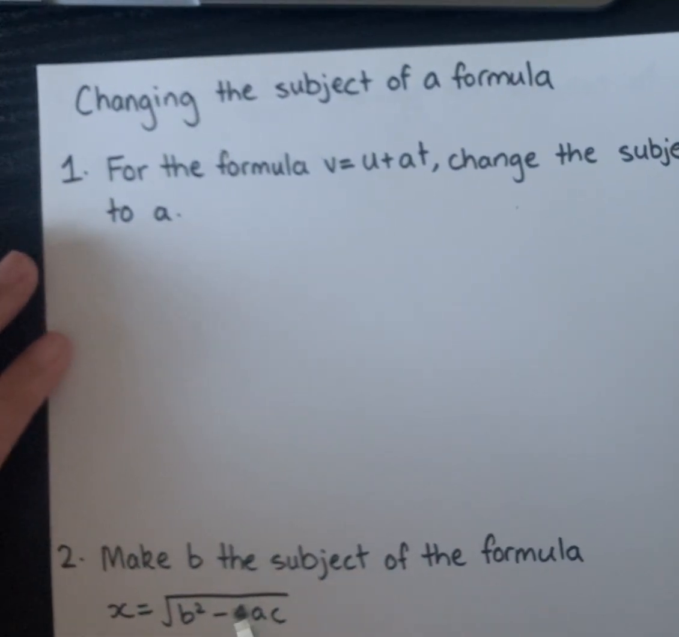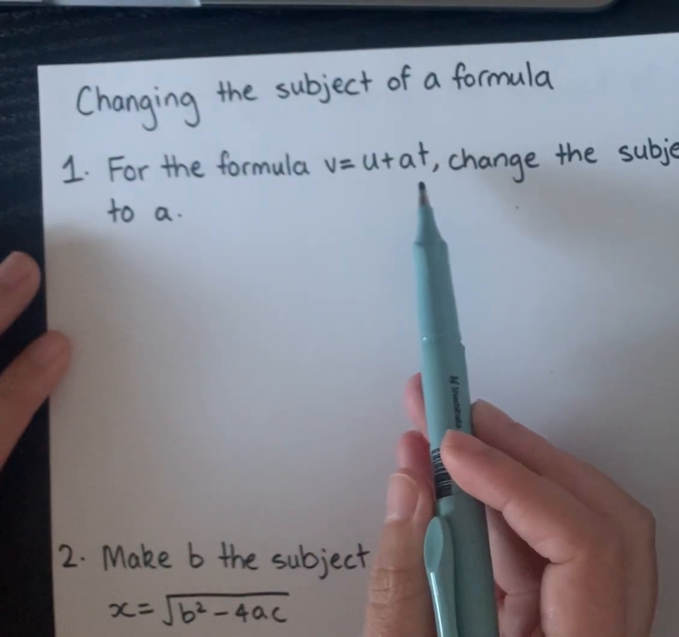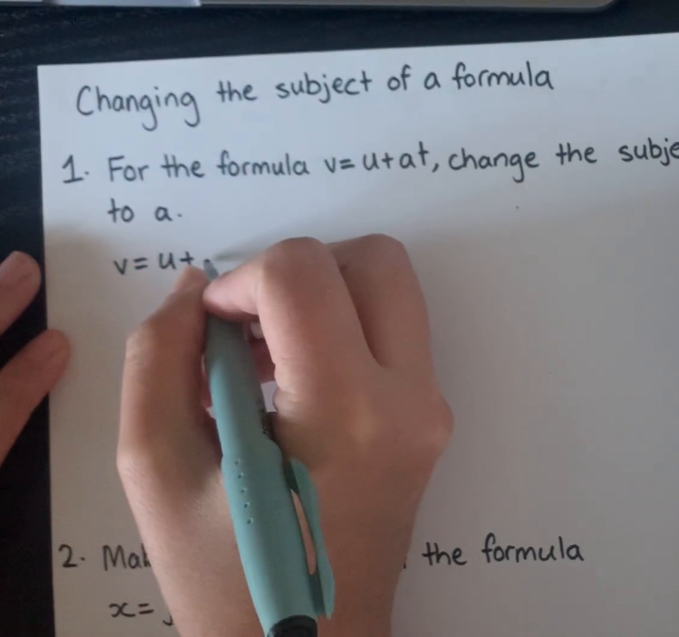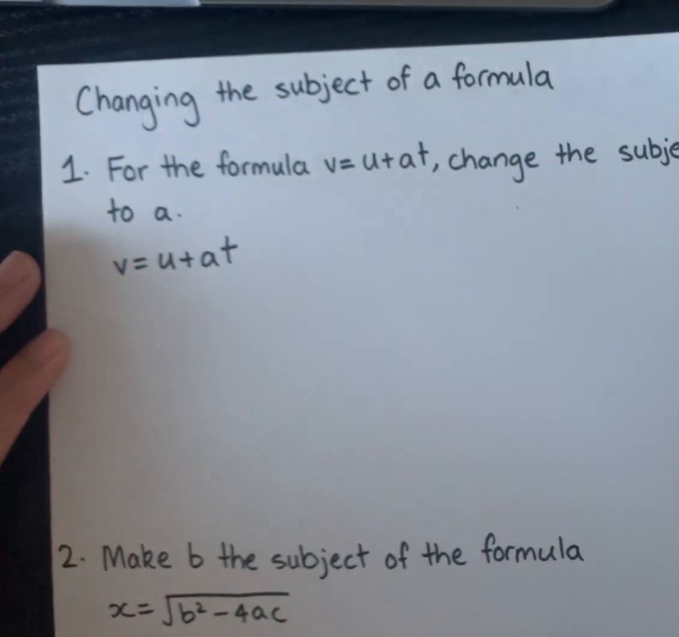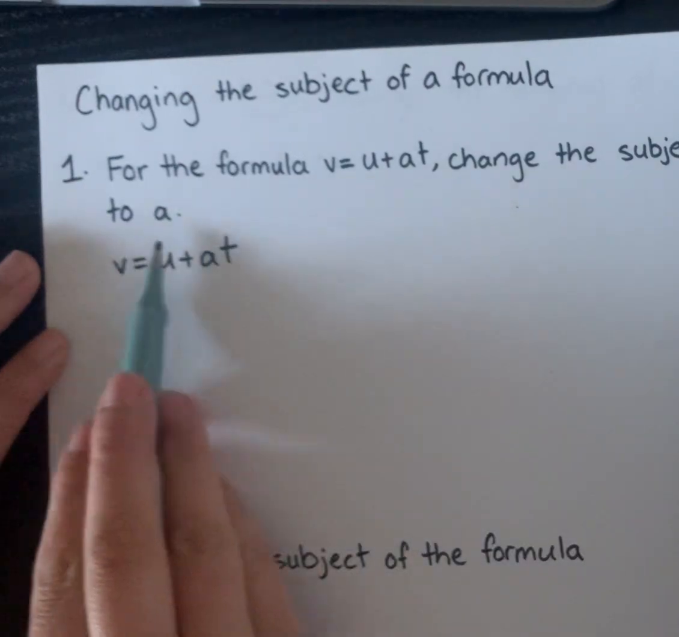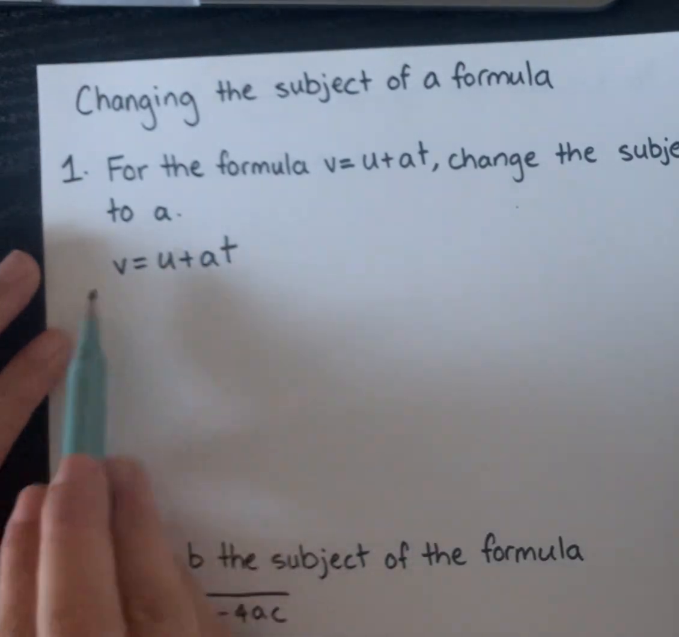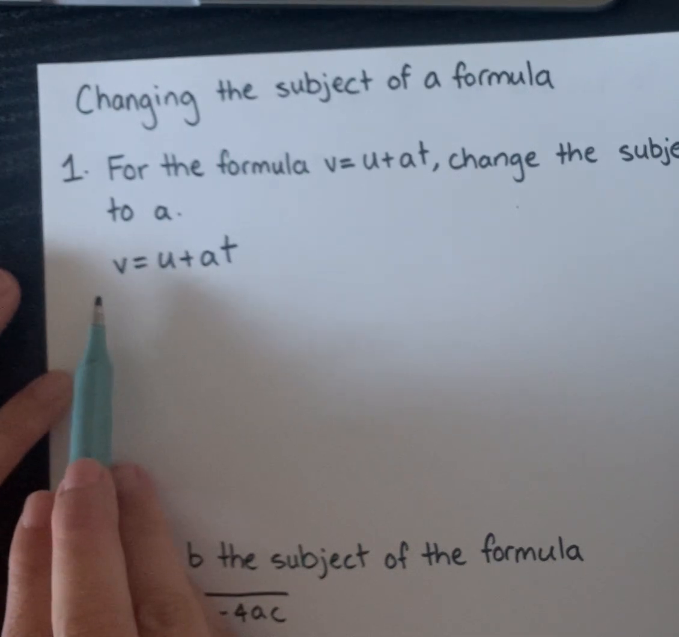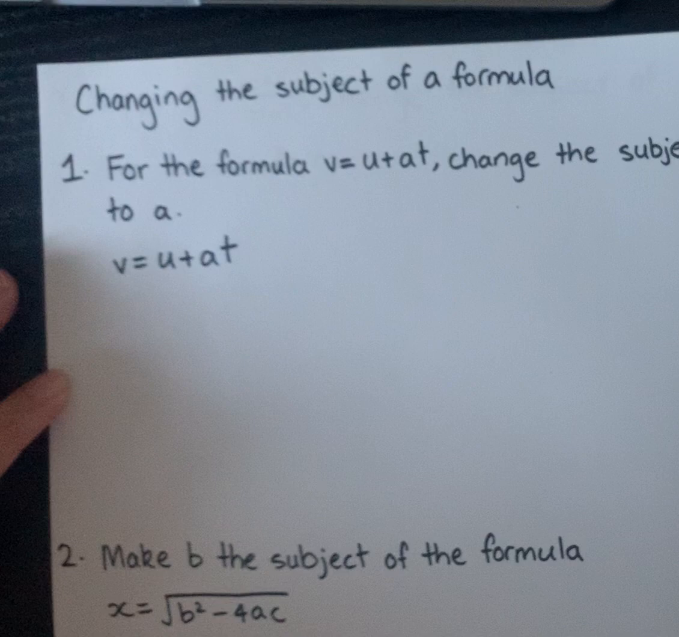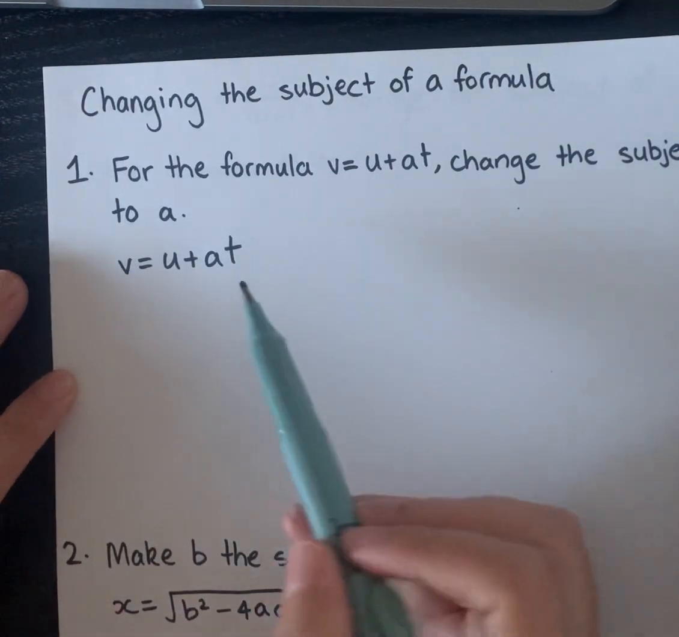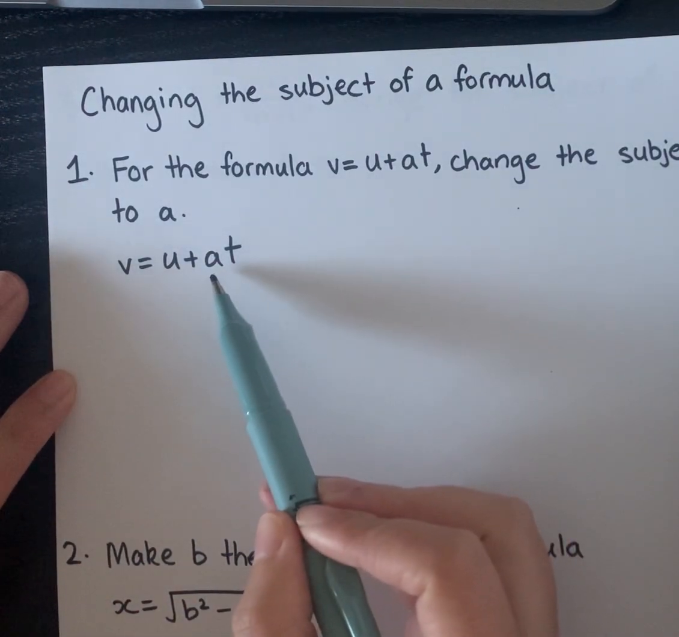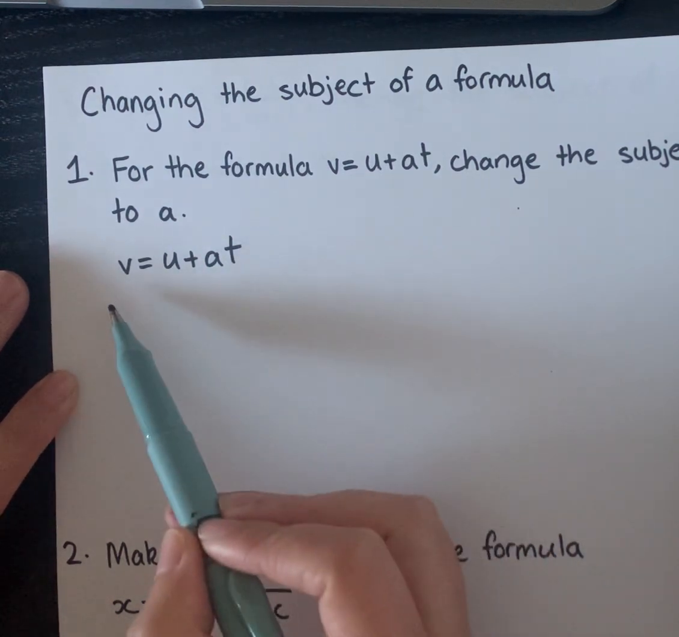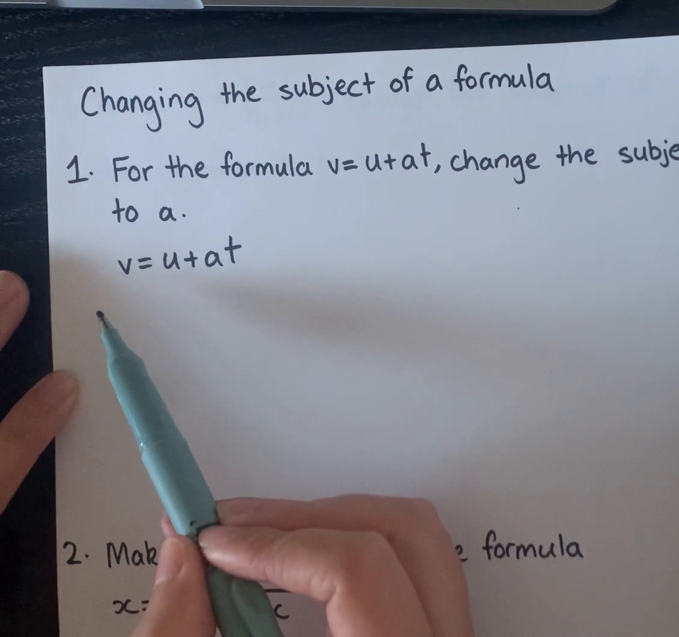So question 1, for the formula V equals U plus AT, so let's just write that down straight away. V equals U plus AT, that's our formula. We need to change the subject to A. So at the moment, the subject is the term that's on the left-hand side on its own. So V is the subject of the equation at the moment. And the question's asking us to make A the subject. Now, A is over here at the moment, so it's got quite a lot going on around it. We want A to be over here on the left-hand side by itself.